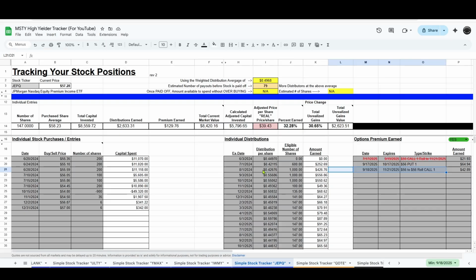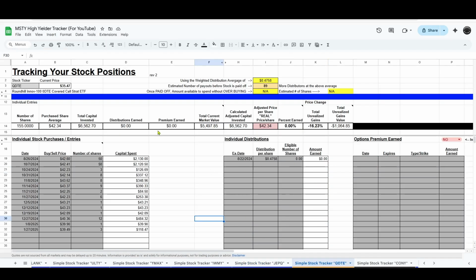So the new stock sheet that I wanted to do one for was QDTE. And this one I've also had since about August of 2024. And you can see I have 155 shares and there's all my purchases, right? And there for a while, I was purchasing just every week. And I know some of you do that, right? But recently I have changed my strategy to only purchase when the current price is under my real price per share. Now, as you can see, I do not have any distributions entered yet.